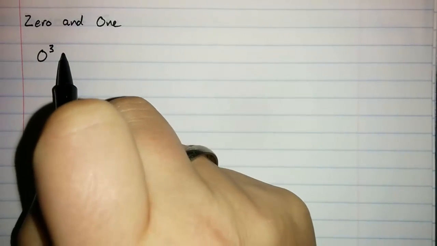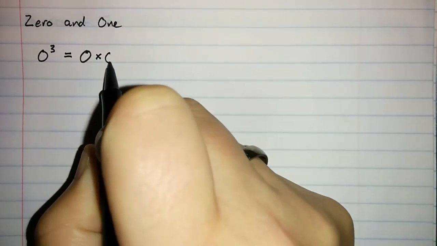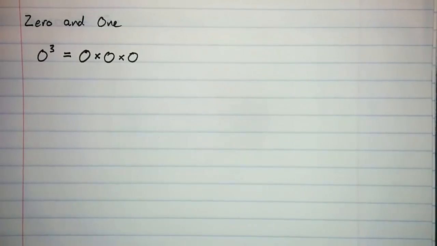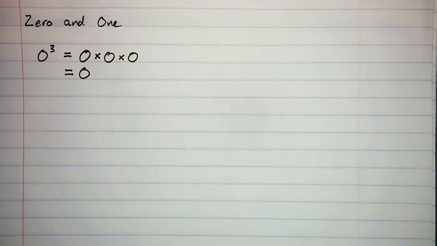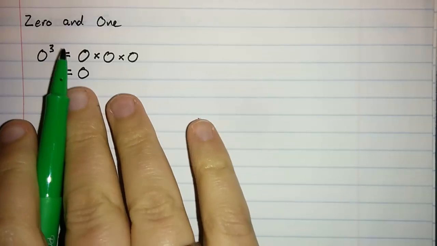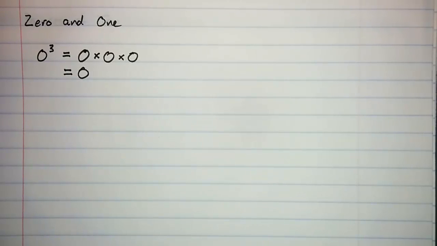Let's suppose we have, for example, 0 to the third power. That'll be 0 times 0 times 0. What do we always get when we multiply by 0? When we multiply by 0, we always get the number 0. Does it matter how many times? It doesn't matter how many times. No matter how many times we multiply 0 by itself, we're always going to get 0.